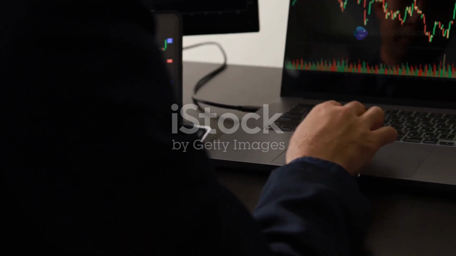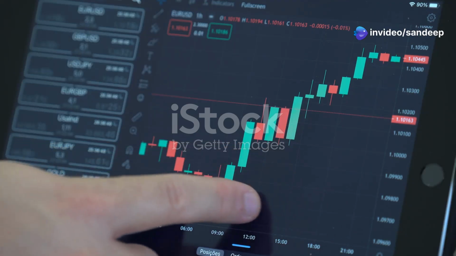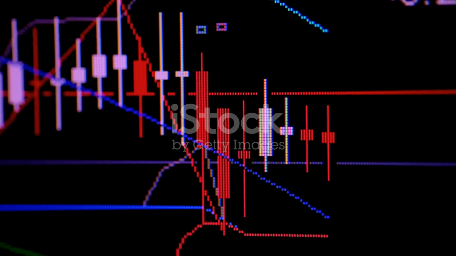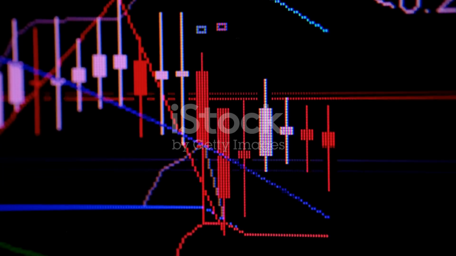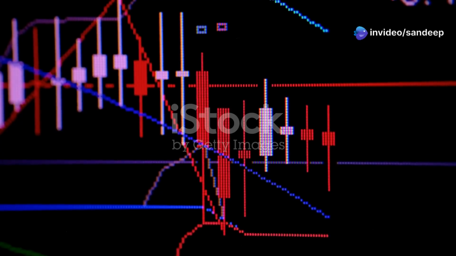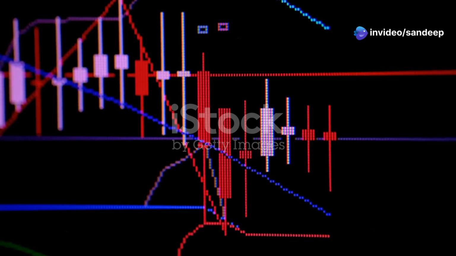When you first open a stock chart, you'll probably see one of a few different types. The most common one, and the one we'll focus on, is the candlestick chart. It might look a little weird at first, but each candle tells you a complete story of what happened to the price over a specific period, whether that's 1 day, 1 hour, or even 1 minute.